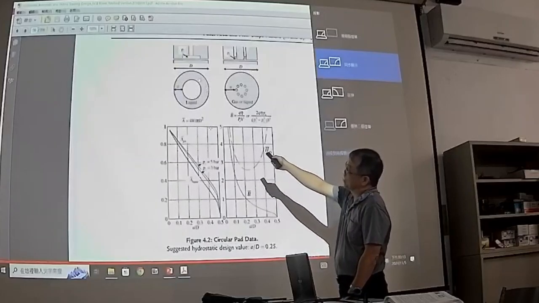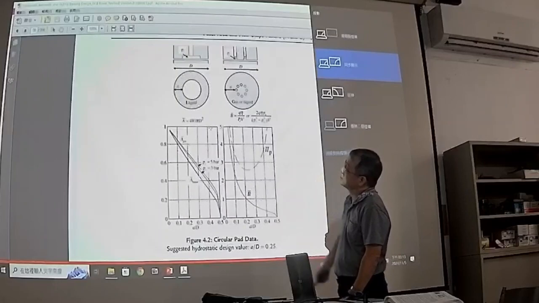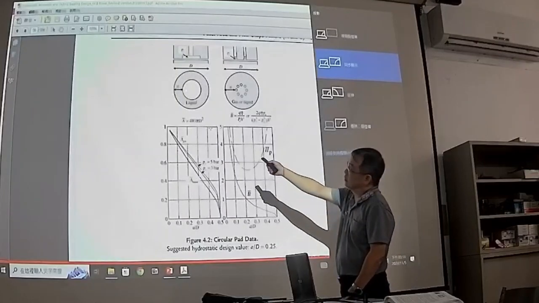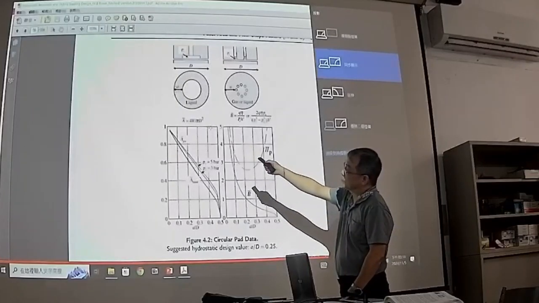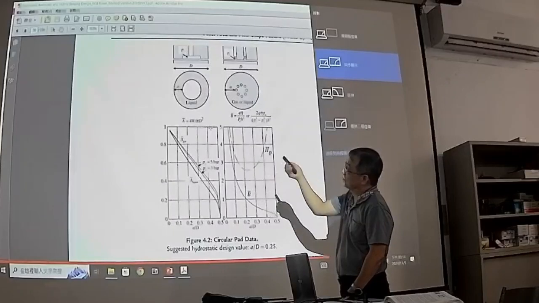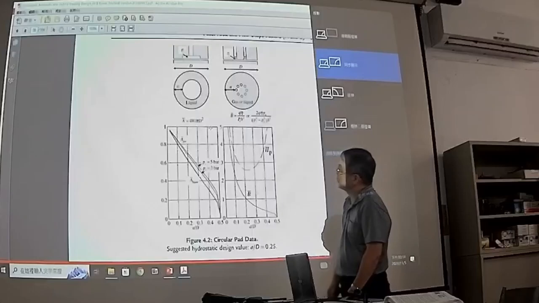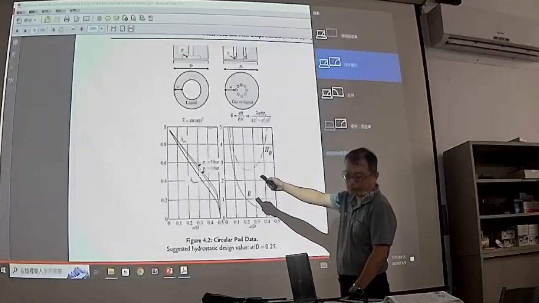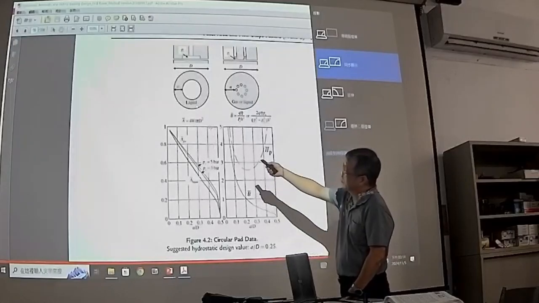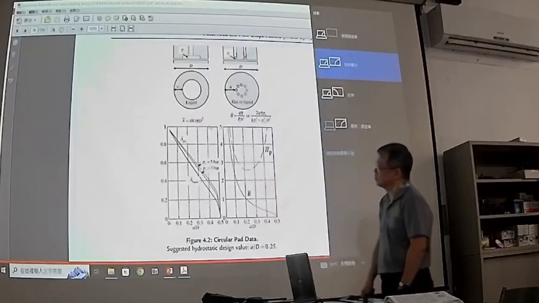So the bearing head is a circular one. The length is equal to A. Okay, the diameter is B. This is for the hydrostatic bearing.